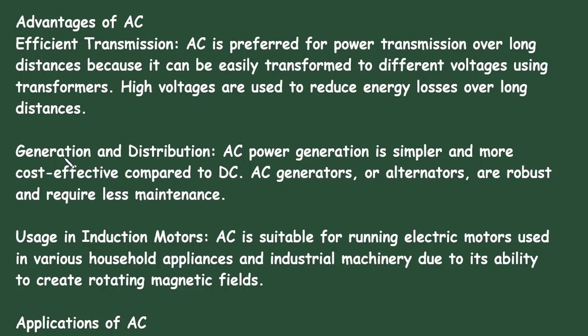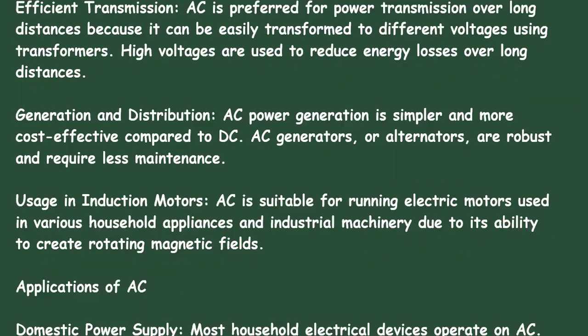Then next is generation and distribution. AC power generation is simpler and more cost effective compared to DC. We know that the generation of AC is very easy. We can generate alternating current with the help of an alternator. AC generators or alternators are robust and require less maintenance.